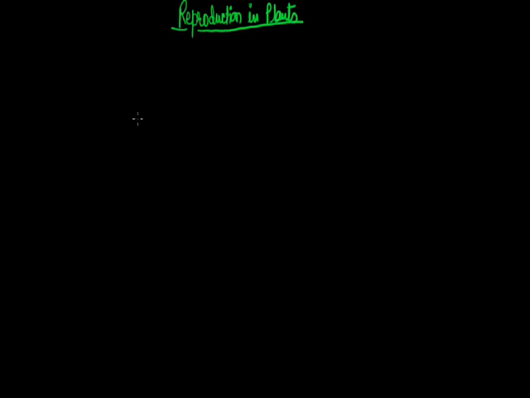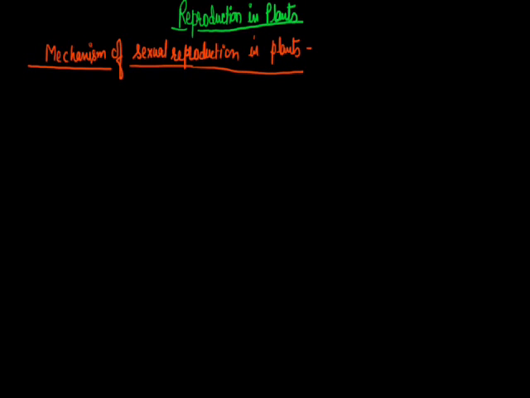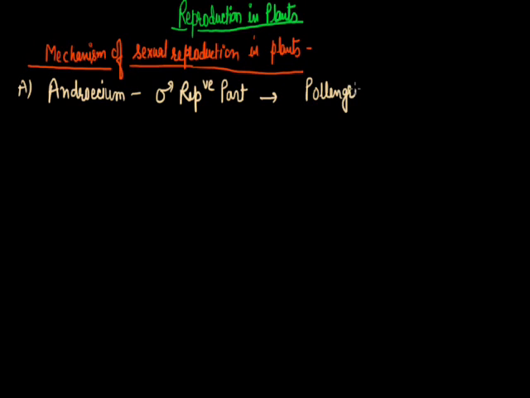Hello student, in today's lecture we will discuss the mechanism of sexual reproduction in plants. We have seen the reproductive parts of a plant. The male reproductive part is known as androecium. Here pollen grains are formed, which act as male gametophyte, where two male gametes are always formed.